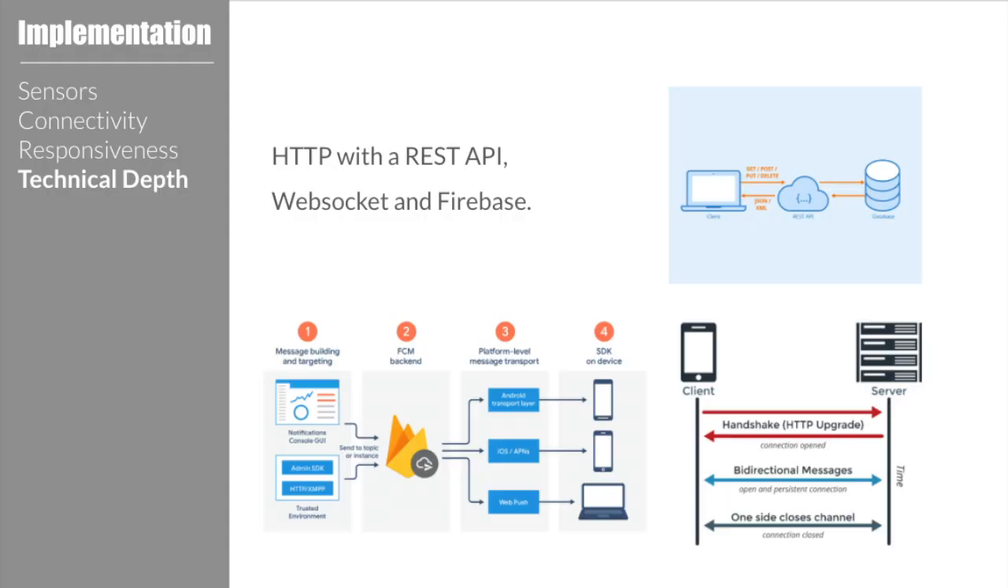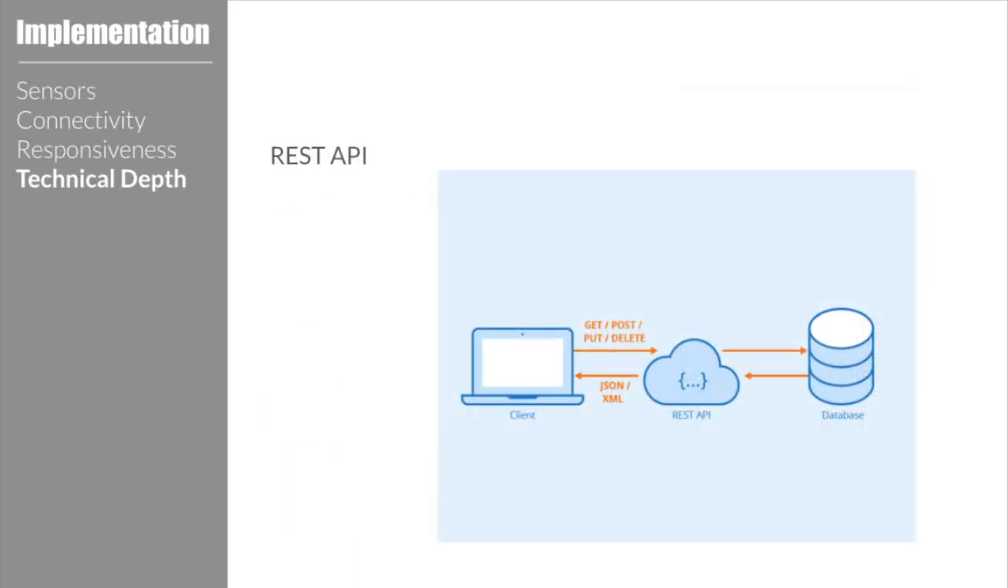Our system uses 3 main communication technologies: HTTP with a REST API, WebSocket, and Firebase. When the user is browsing the app while not in an active session, actions such as editing quizzes or the user profile are performed using the REST API over HTTP. As a lightweight request-response protocol, HTTP is well suited to these tasks.